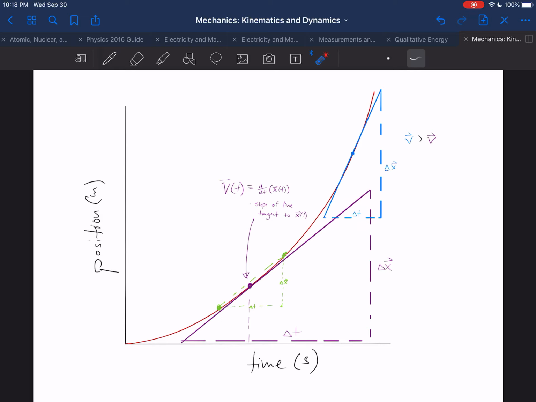And in this case, you can see that this particular object is speeding up. How can you see that? Take a look at the purple delta x over delta t compared to the blue delta x over delta t. You can see that the tangent line has a higher slope at this point and therefore is moving at a higher velocity.